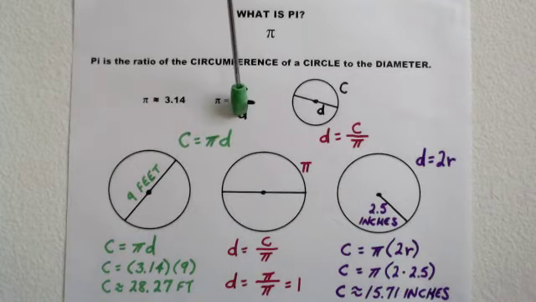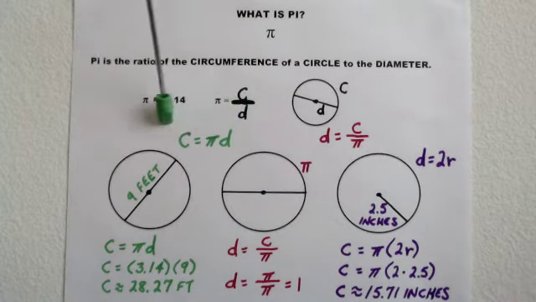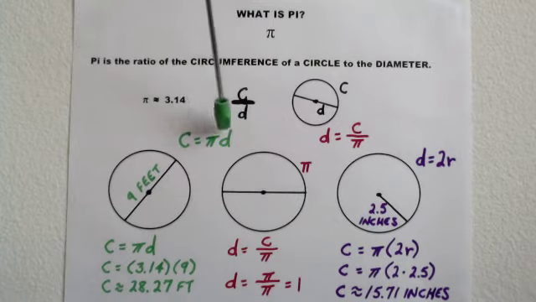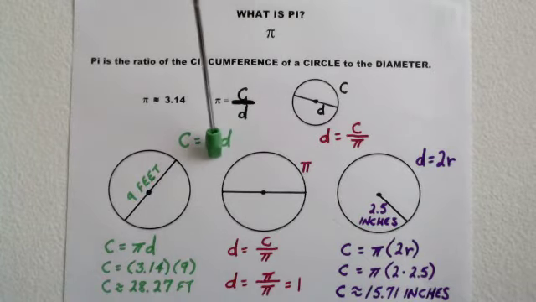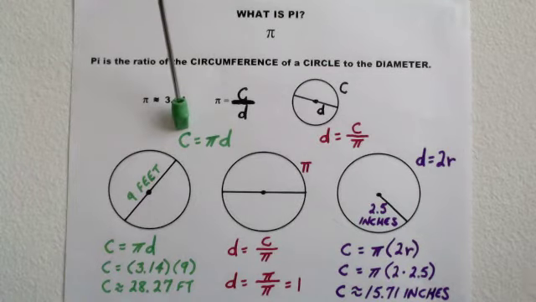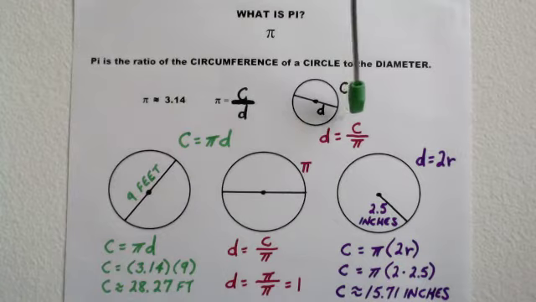If I want to isolate for D, look at this equation. If I want D by itself, I must do the opposite of what's being done to it. Pi is being multiplied to D, so I divide by pi. Whatever I do to one side of the equation, I must do to the other. So circumference divided by pi equals diameter.